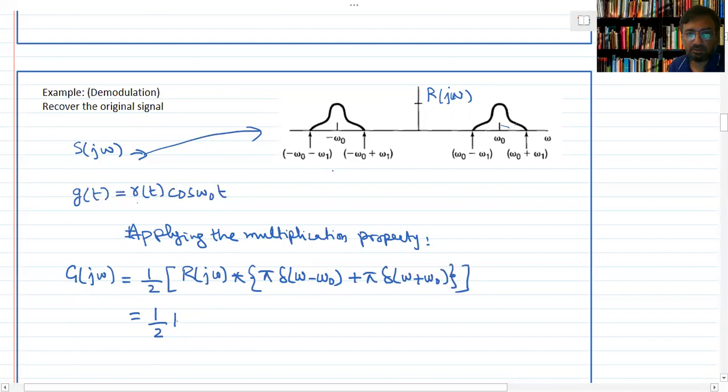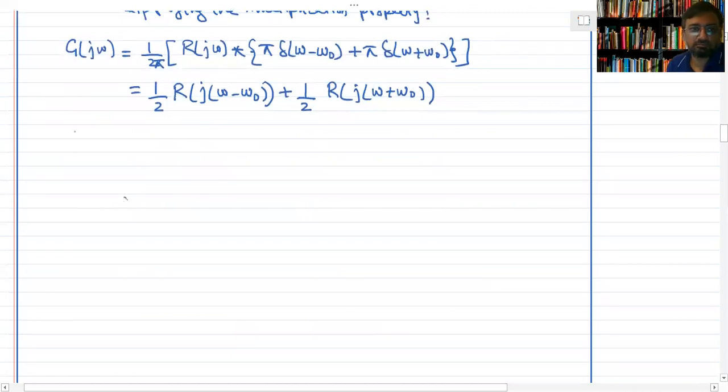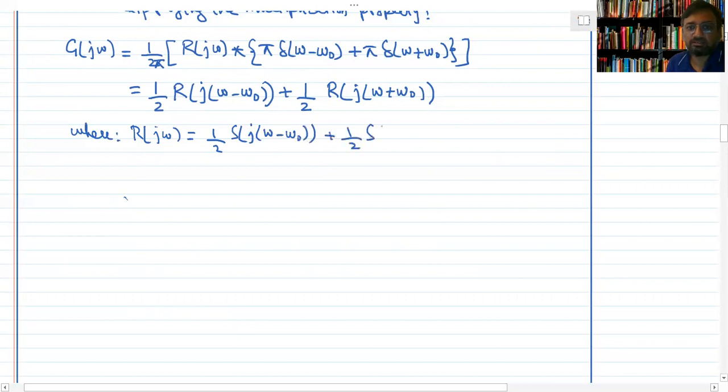So half Rj omega minus omega naught plus 1/2 Rj omega plus omega naught, where Rj omega is 1/2 Sj omega minus omega naught plus 1/2 Sj omega plus omega naught.